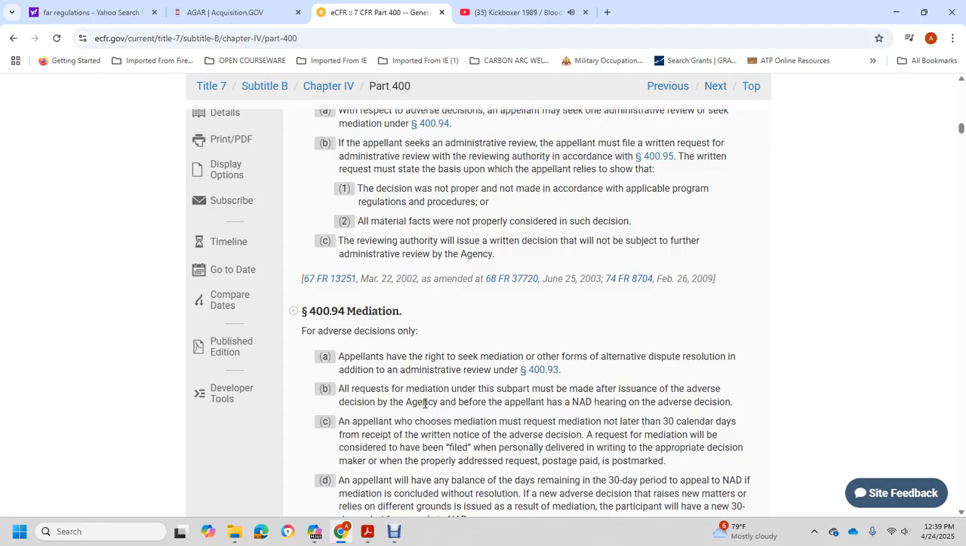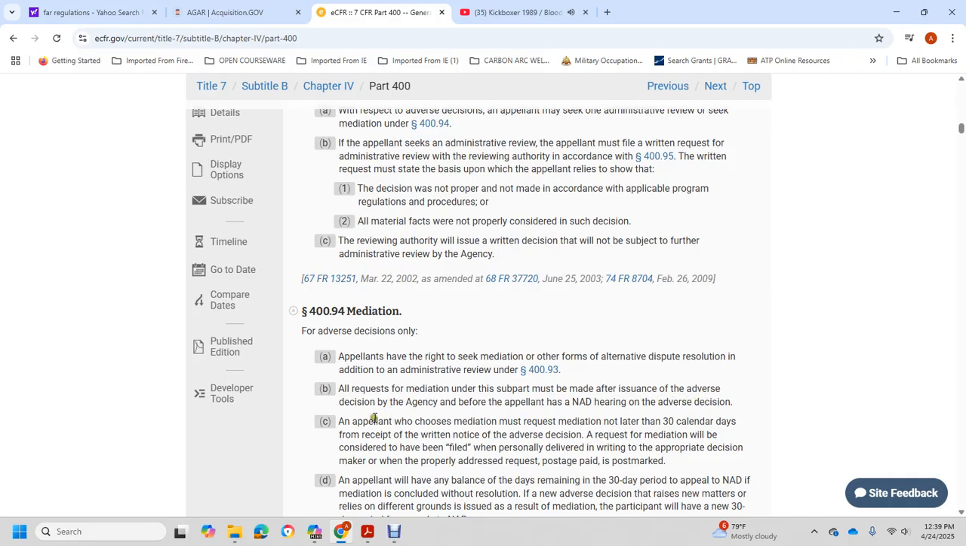494 Mediation. Appellants have the right to seek mediation as a form of alternative dispute resolution in the domain of administrative review under 493. All requests for mediation must be made within the time of the adverse decision of the agency before appealing to the National Agricultural Department.